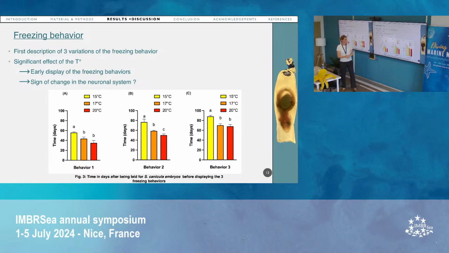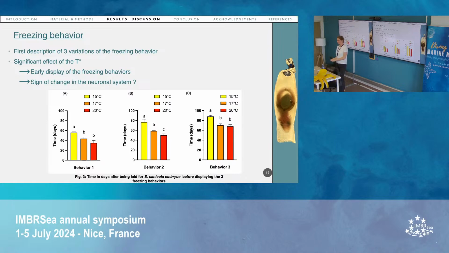It hasn't been done before. Behavior 1 is always the first one displayed by the embryo, then behavior 2 and behavior 3 later in their embryonic development. Behavior 1 was an answer to shaking the egg gently underwater, and the embryo would just stop moving for a few seconds. Behavior 2 is also in response to shaking the egg gently, and the embryo wouldn't move for at least 10 seconds. Behavior 3 was in response to vibration, and it wouldn't move for at least 10 seconds as well.